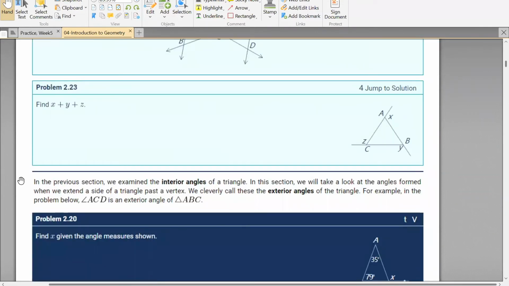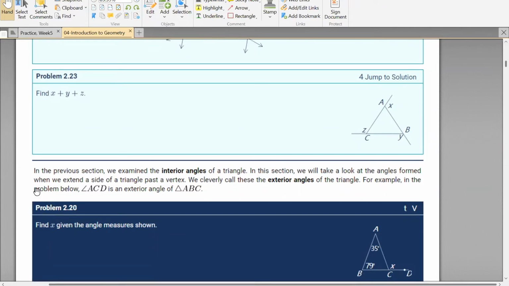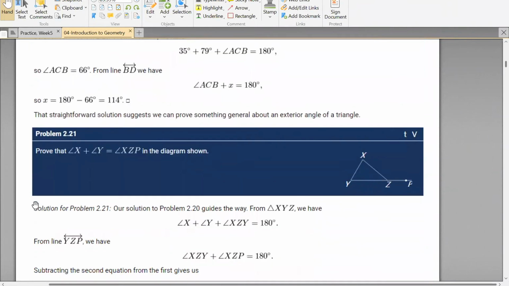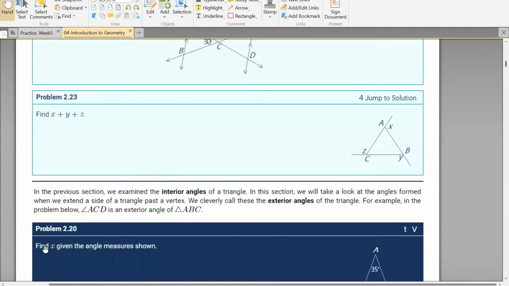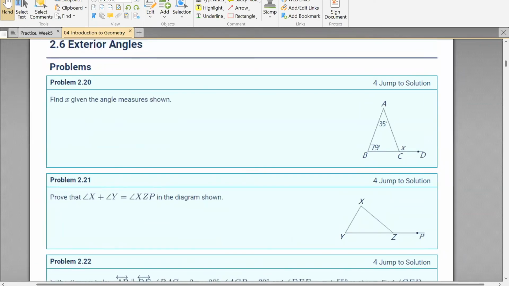Now, here it's talking about, well, let me just give me a second. See here, it says in the previous section, we examined the interior angle of a triangle. In this section, we'll take a look at the angles formed when the extended side of the triangle passes the vertex. We cleverly called this the exterior angle. What does it mean? See here, all these angles, they're called, it's like vertex.